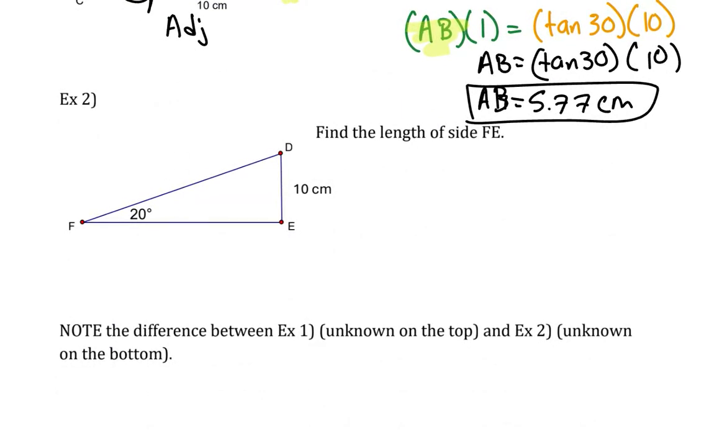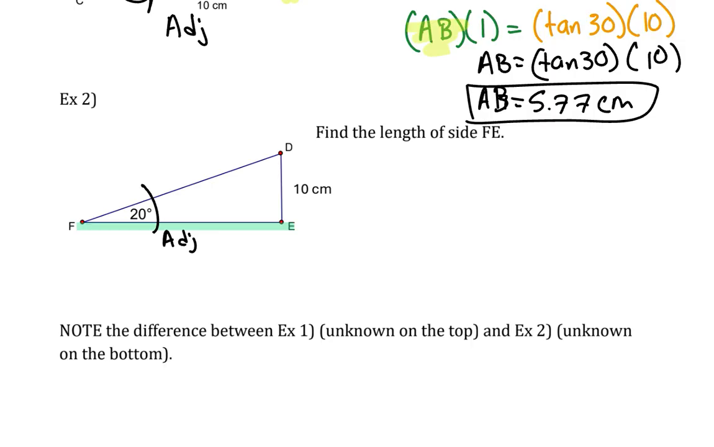Okay, let's find the length of side FE. So instead, I'm going to change my color here. We got FE right here. Yep. There we go. So let's label this thing. So here's our angle. So FE is actually our adjacent. It's our beside side.